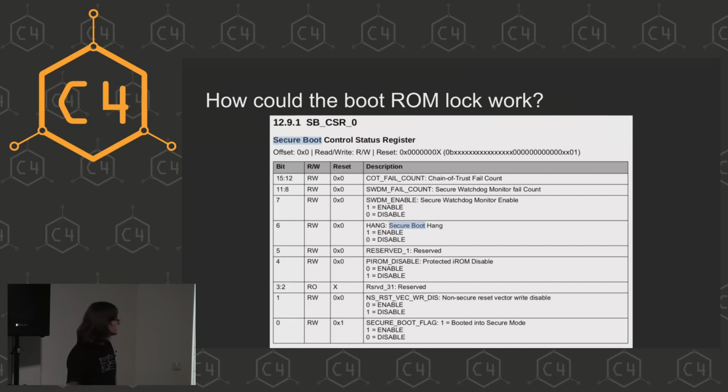If we look at what this means, the first bit says secure boot flag. If that's 1, we are booted into secure mode. So obviously on reset, that's the case. And then another interesting thing is this PIROM disable. The documentation doesn't really tell us what this means, but this text already tells us a lot. It means protected IROM disable. We know that the IROM is the ROM itself where the BPMP executes the code from. And if it's set to 1, it means that this seems to be disabled. And on boot, it's 0.